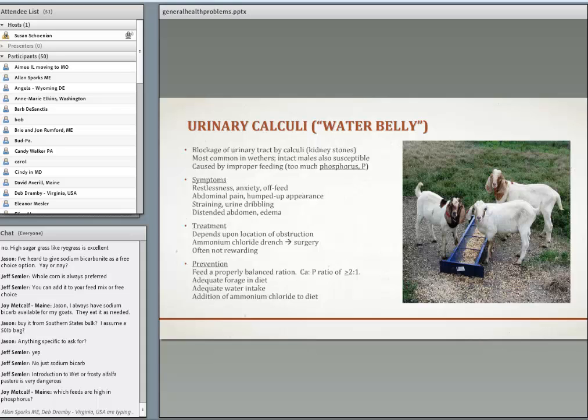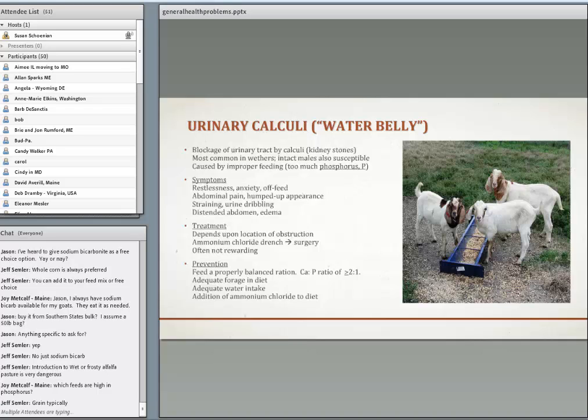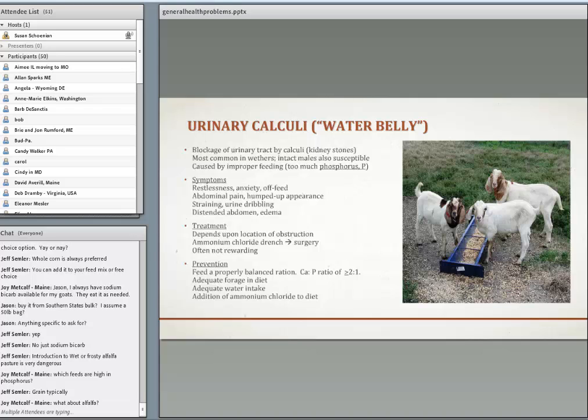You prevent it by feeding a properly balanced ration. The calcium to phosphorus ratio should be at least 2 to 1. This is particularly true when you're feeding wethers and males. You need to make sure they have forage in their diet. You need to make sure they drink enough water. Most of the commercial feeds will have ammonium chloride added to prevent urinary calculi. But it's a nutritional thing. It's why it's so important to balance rations.